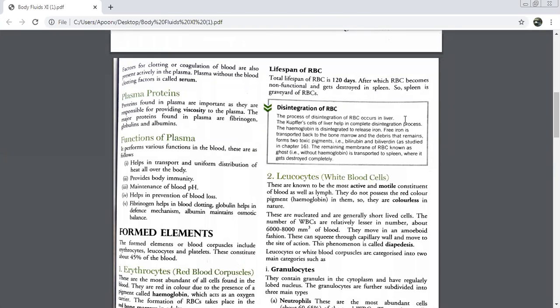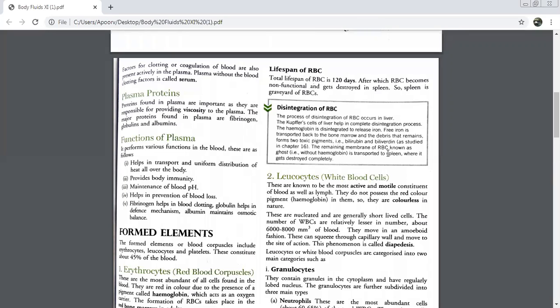The process of disintegration of RBCs occurs in the liver. The Kupffer cells of the liver help in the complete disintegration process. We have special cells in the liver which help in disintegrating the RBCs. They are known as Kupffer cells. The hemoglobin is disintegrated to release iron. Now, when hemoglobin gets disintegrated, what is released, children? Iron is released. Free iron is transported back to the bone marrow, and the debris that remains forms two toxic pigments, bilirubin and biliverdin.